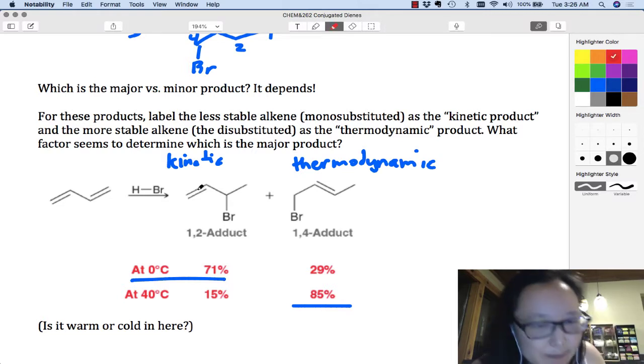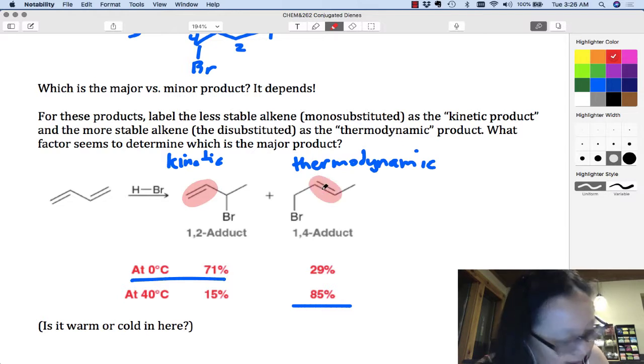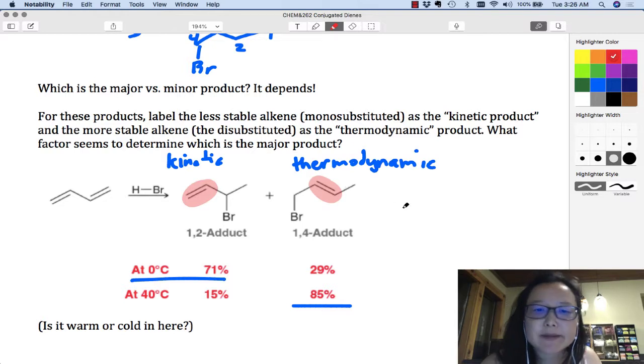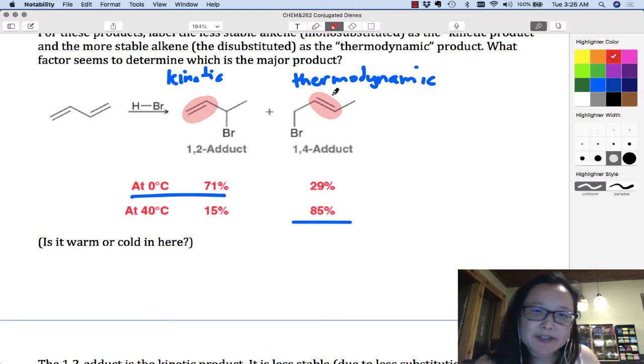That is, I'm looking at this alkene and I'm saying how many R groups are on it. There's one R group here. Looking at this alkene, there's 2 R groups on that. So this is going to be more stable. Now at higher temperatures, the thermodynamic product is favored, and at lower temperatures, the kinetic product is favored. Okay, so let's write that down.